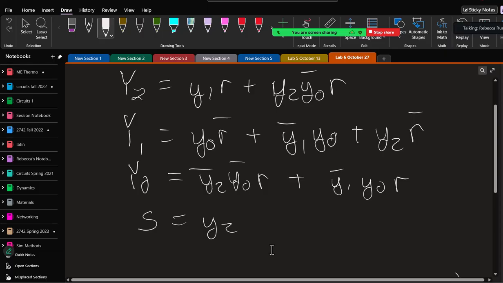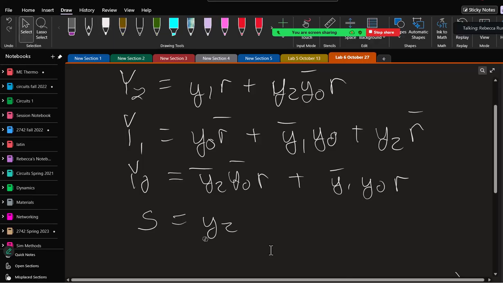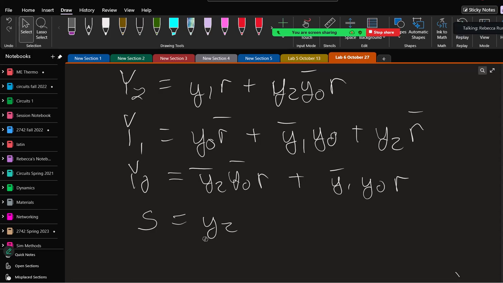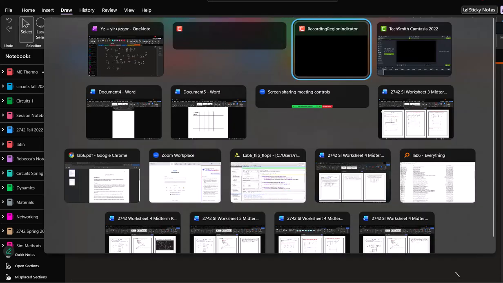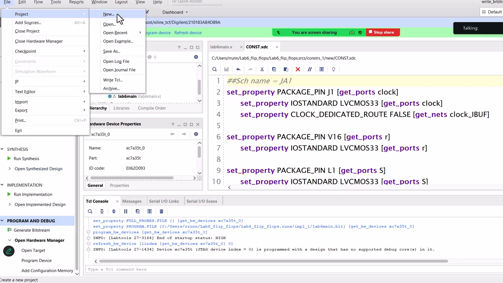Okay, so now that we have that, I believe that's what you have to have for your pre-lab, but you also have to turn this into Verilog code. Let's see how to do that.